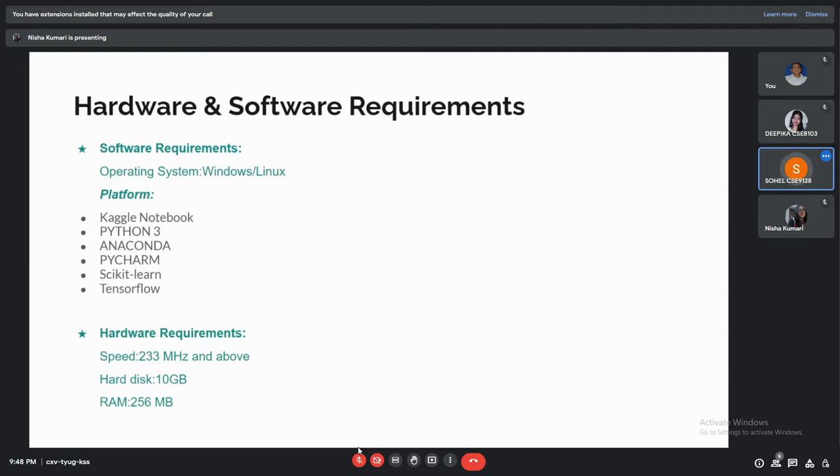Then here are the requirements. So here are two types of requirements. One is software and the other is hardware. In the software requirements, we use the operating system as Windows and/or Linux, and the platforms which we use are Kaggle Notebook, Python 3, Anaconda, PyCharm, etc. And the hardware requirements are a speed of 233 MHz and above, hard disk of minimum 10 GB, and RAM of 256 MB.